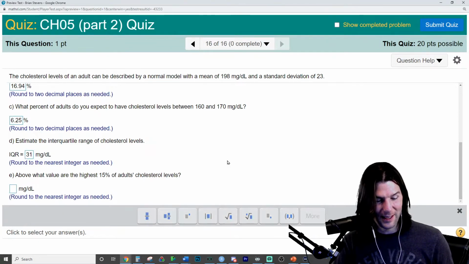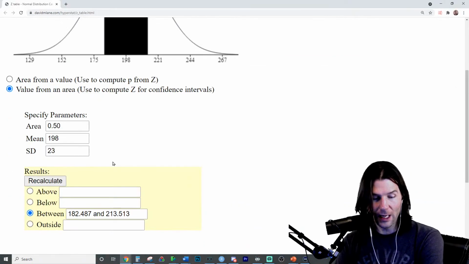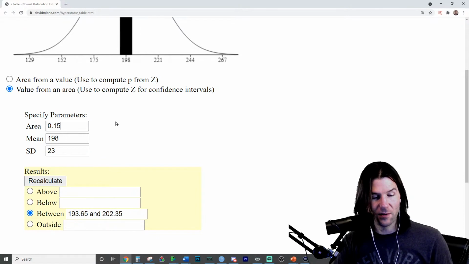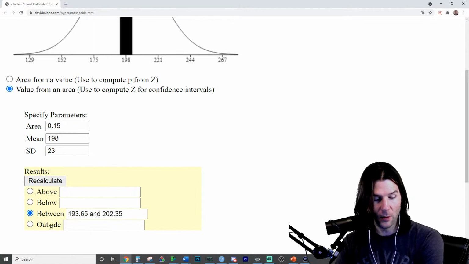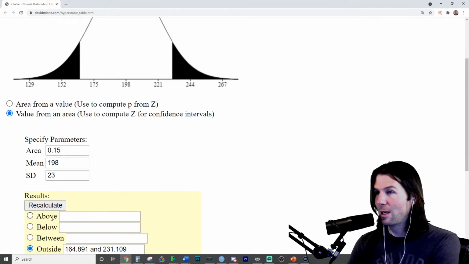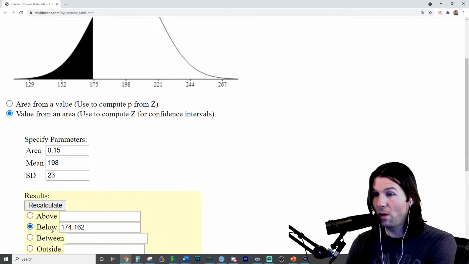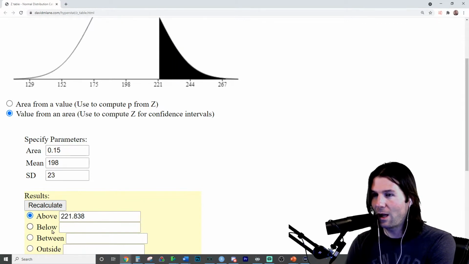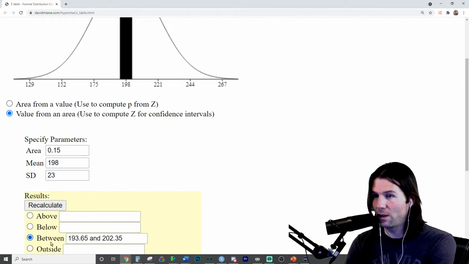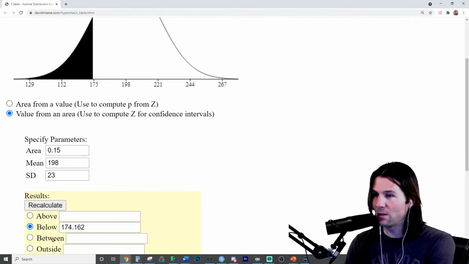And then it wants the highest 15%. So when we get a percent, we have to go to the applet right here. And which of these looks correct for the highest 15%, Layla? Above, below, between, or outside? For the highest 15%, would it be above, below, between, or outside? Which of these looks like the highest 15% of cholesterol levels? And then you might notice something when you look at it, the highest 15%.